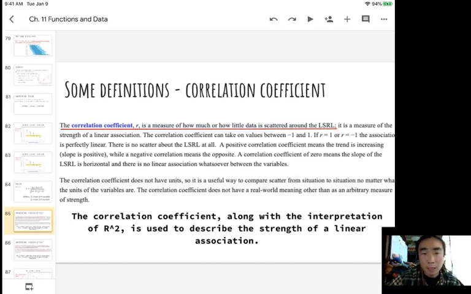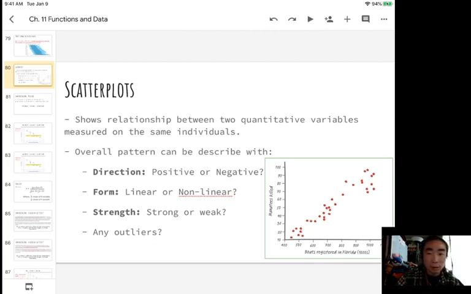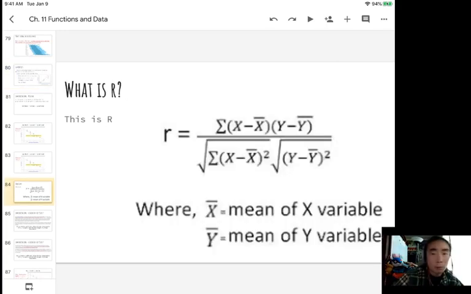So with R, we have this stuff. The correlation coefficient is a measure of how much or how little data is scattered around the least squares regression line. So that's your line of best fit. If it gets really close to -1 or +1, the correlation is really strong, and otherwise it's really weak. Okay, now we have a descriptor for strength. Previously, like in this example up here, we were using a line, and we measured just using our eyes, whether it's close or far away. Now with R, we have a number that helps describe that strength.